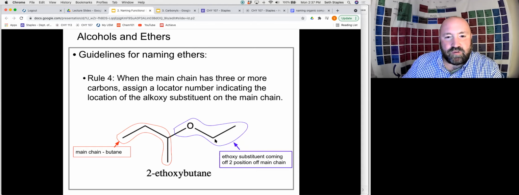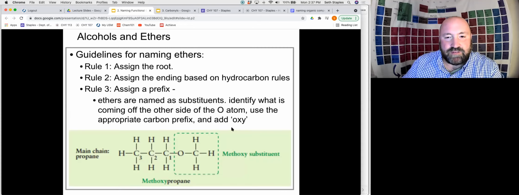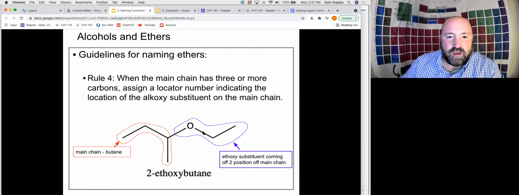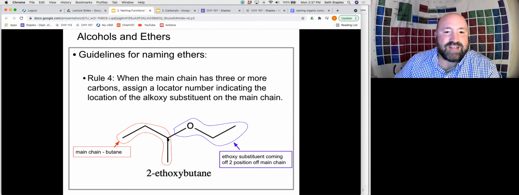And then what we need to do is identify our substituent. Our substituent is an ethoxy group. It's made up of 2 carbons. And now we can see that off our main butane chain here, it's coming off the 2nd carbon in the chain. And so that leads us to 2-ethoxybutane. Now let's go back to what I was saying before.